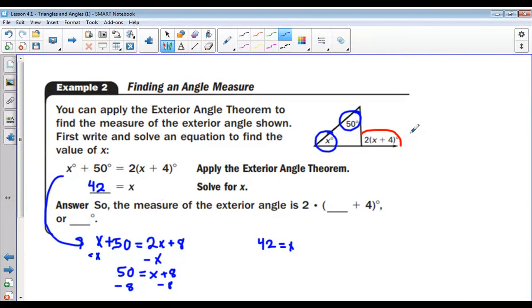All right, so 42 is my answer for x, but I want to ultimately find the measurement of that red angle that I have up here. So I'm going to plug in 42 for x. So the measure of the exterior angle would be 2 times the quantity of 42 plus 4. So when I calculate that, that's going to be 2 times 46, right? Which would be 92 degrees.